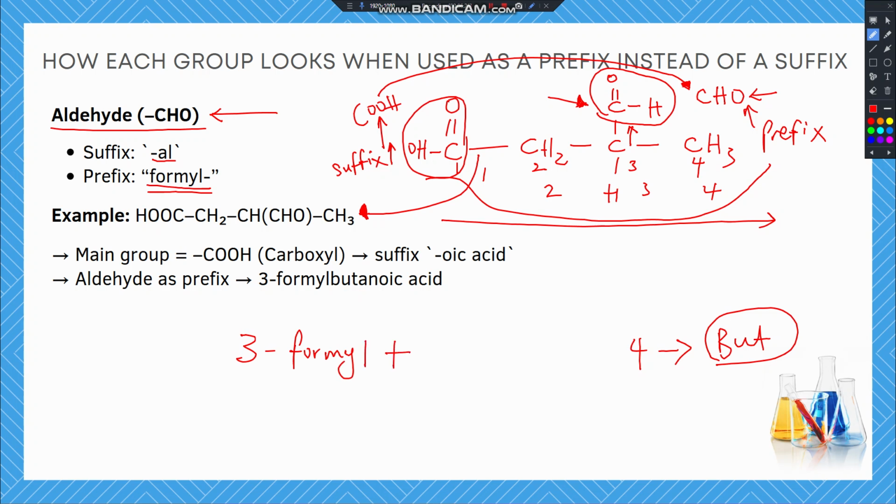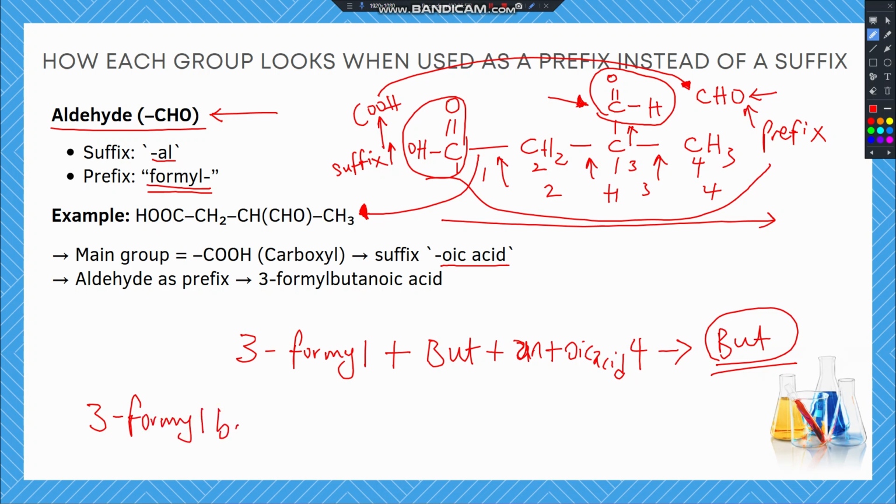plus the number of carbon atoms that we have, which is BUT, right? And then plus the class that it belongs to. It is an alkane because, as you can see, only single bonds are present between all the carbon atoms in the compound. So we have AN, and then we have the last one, which is the suffix oic acid. So when we add everything together, we have 3 formyl butanoic acid. That's why we have this final name over here.